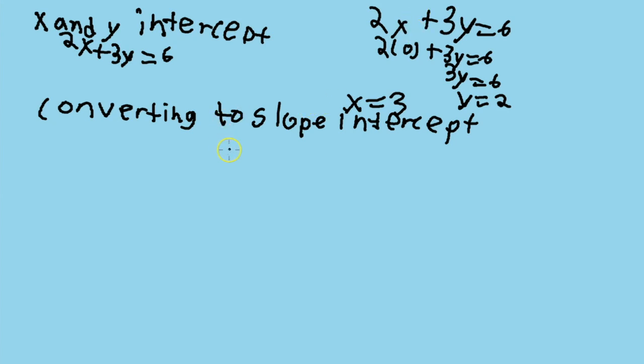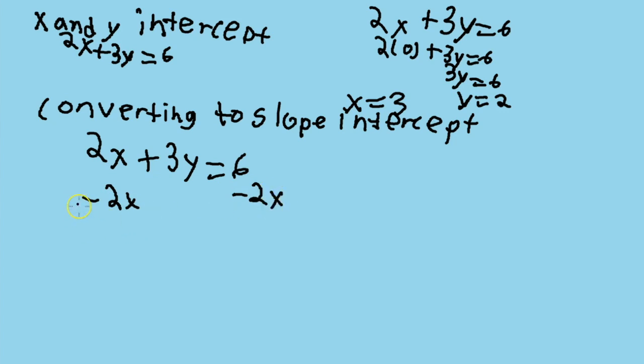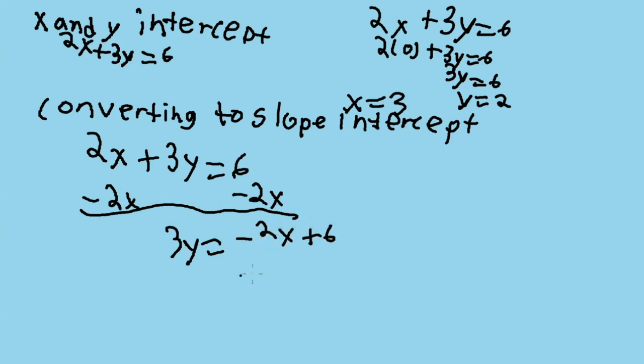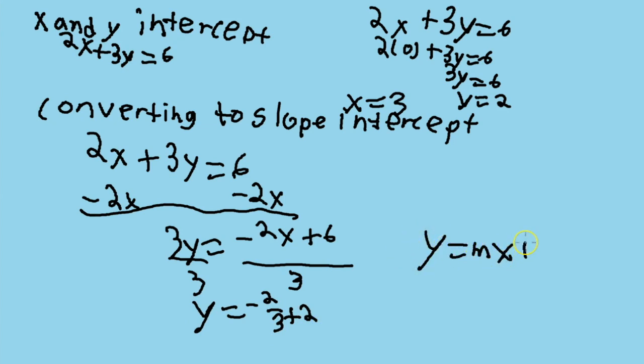Now we're going to be talking about converting to slope-intercept. You can't convert to point-slope because you cannot graph a point-slope equation. So when we convert this equation, we will subtract 3x from both sides. 2y equals negative 3x plus 6, and then divide by 2. That way, it is in the form y equals mx plus b, with m being negative 3 over 2, and b, the y-intercept, being 3.